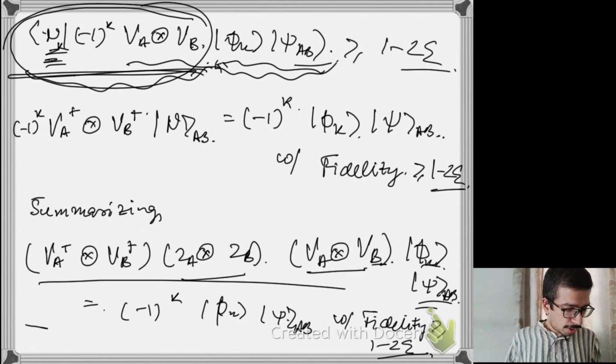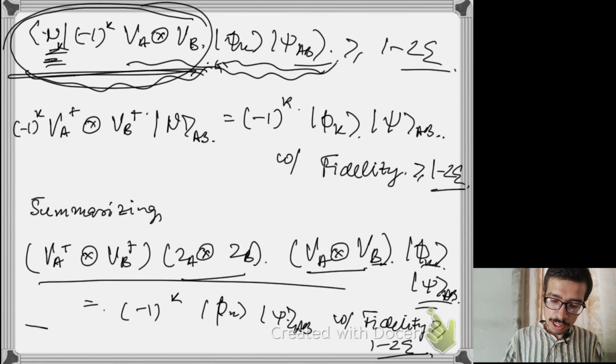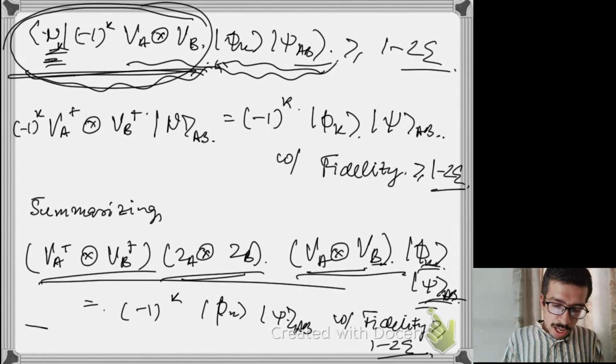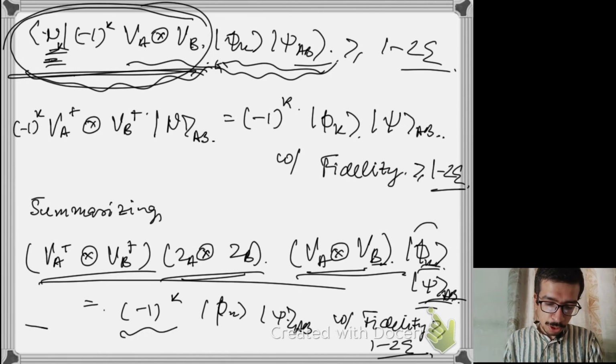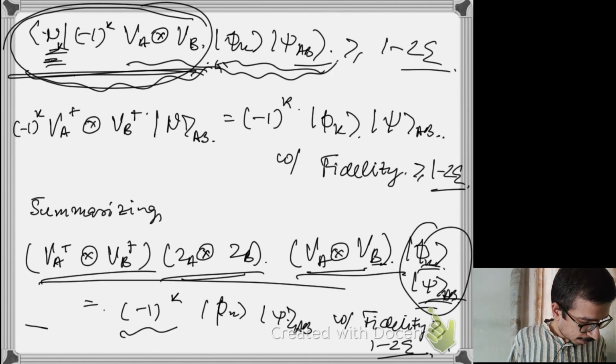So here, to summarize, what we did is that we can take phi k tensor psi AB, we apply VA tensor VB, we then apply ZA tensor ZB, and then we apply VA dagger tensor VB dagger. And what we do is that we either flip the sign of phi k tensor psi AB or we don't flip the sign, depending on whether k equals 0 or 1, right?